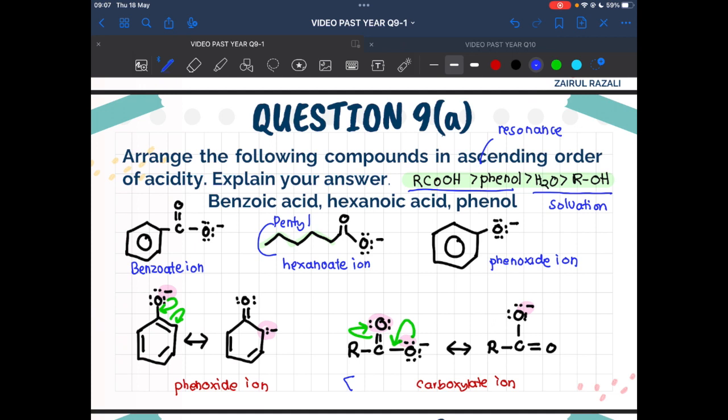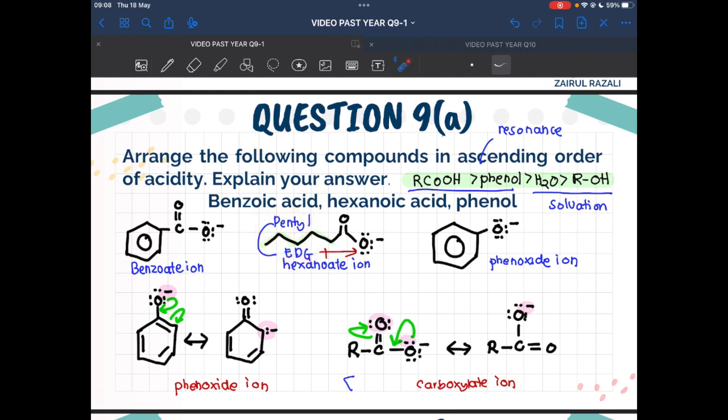Okay, pentyl group ni dia adalah electron donating group. Apa yang dia buat, dia akan donate electron density pergi dekat oksigen. So ini menyebabkan oksigen ini become more and more negative. Sebab apa? Sebab dia dah gain lagi banyak electron density daripada pentyl group tu. If the oxygen ini become more negative, dia menyebabkan dia lagi senang nak tarik hydrogen ion rather than donate the hydrogen ion. Itulah menyebabkan kenapa hexanoic acid ini lagi less acidic due to the presence of the pentyl group ataupun EDG, electron donating group.